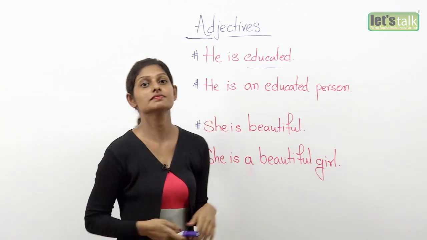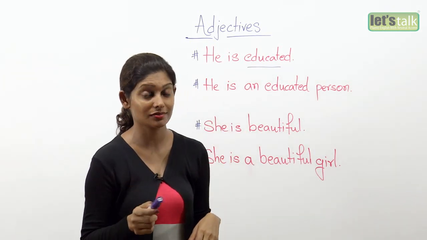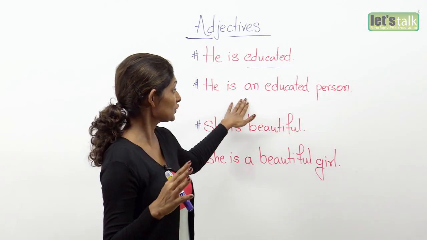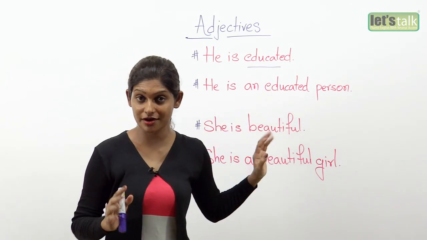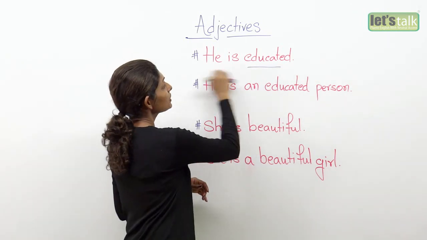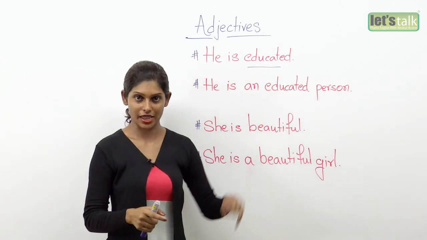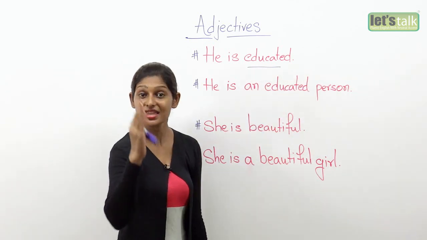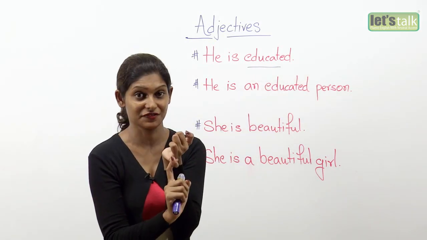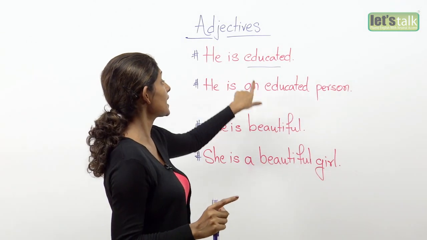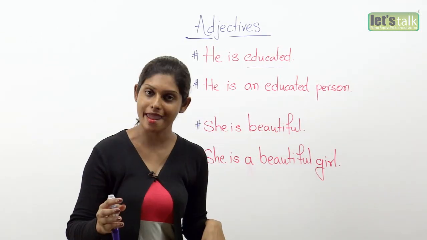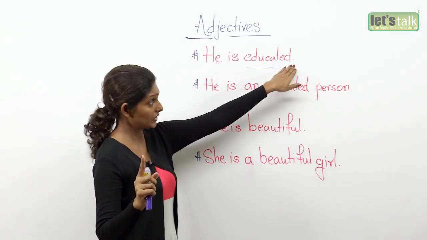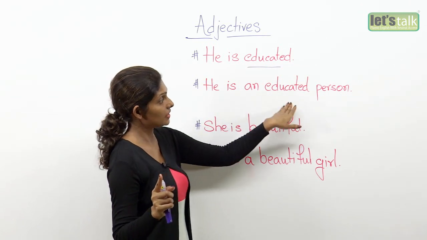At first look, you'll say, out of the 2, obviously one is wrong. But actually, everyone makes this mistake. This is actually correct. Both the sentences are correct. Now I'll tell you how. Look at the first one: He is educated. This is a complete sentence. Look at the second one: He is an educated person.